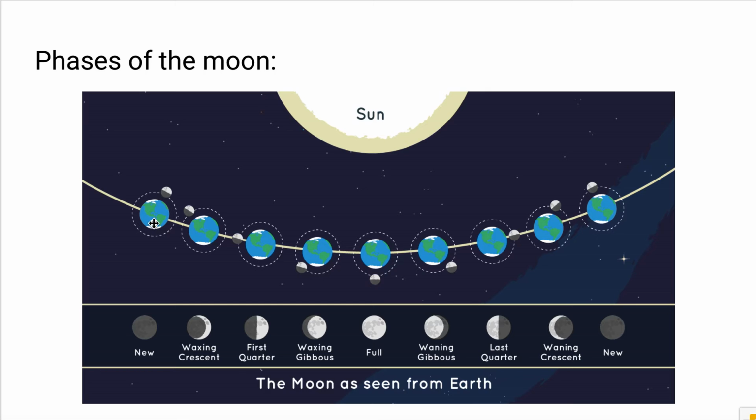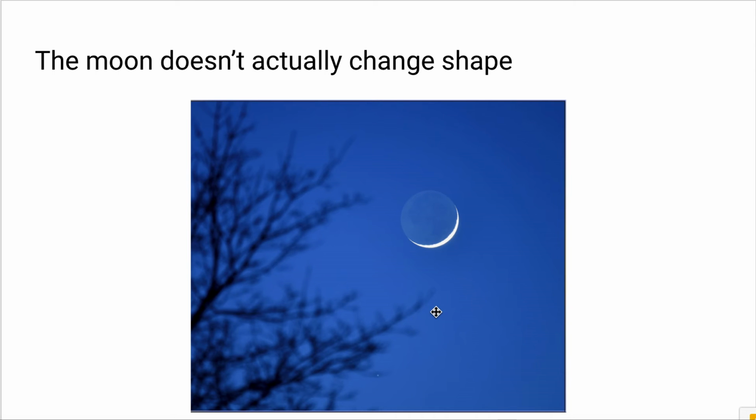Then throughout the month, as the moon moves around the Earth, we will start to be able to see more and more of it. Here we can see that the light from the sun reflects off all of this half of the moon, so we can see what looks like a full moon from the Earth, and then towards the second half it will start to disappear again. The moon isn't actually changing shape, we can only see smaller or larger parts of it at different times of the month. You can see in this picture the whole moon is still there, but we can only see a very small part of it that's being lit up by the sun.